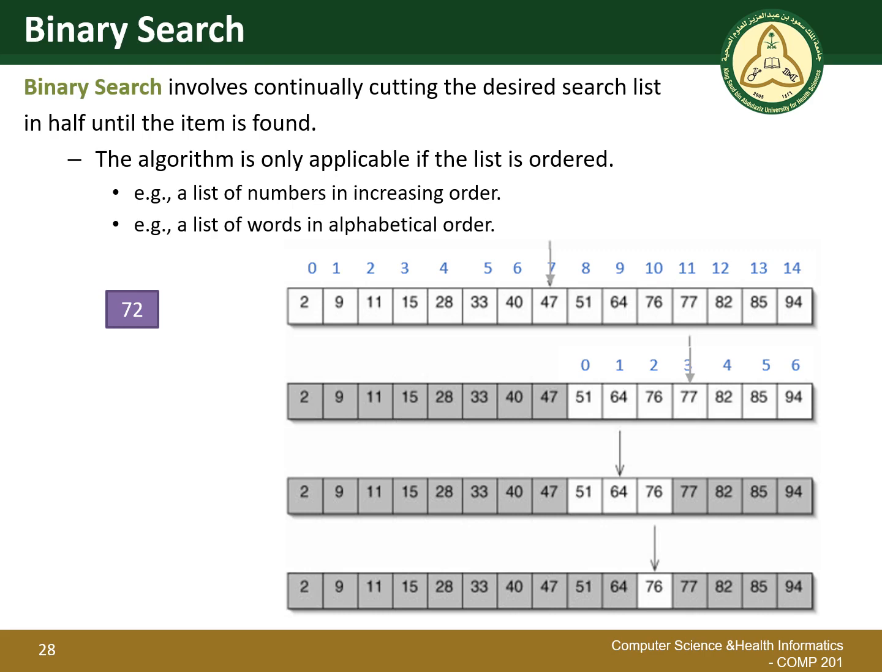In round 4, the list was cut down into only one item, and our item is not found. So this is a scenario of worst case of binary search.